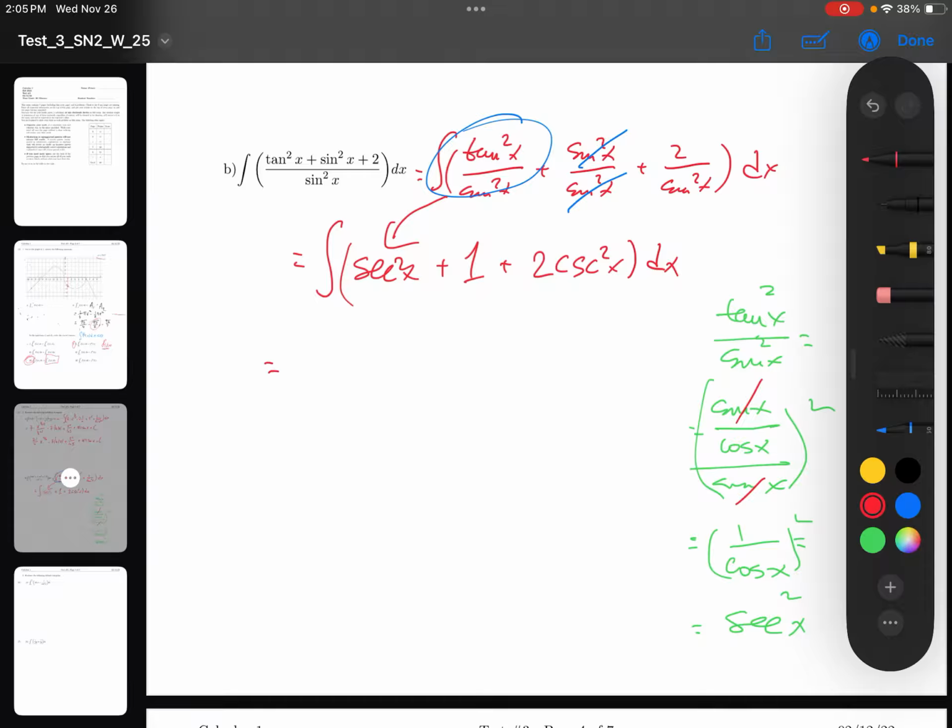And now the integral of secant squared is tangent of x plus x minus cotangent of x plus c.